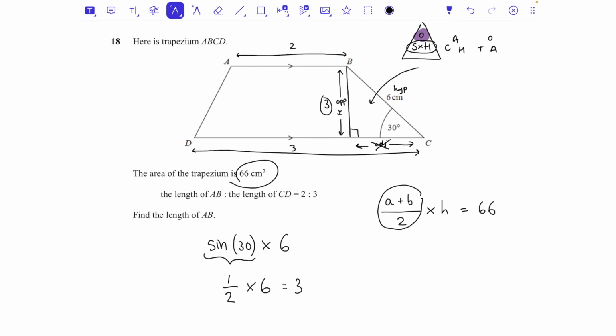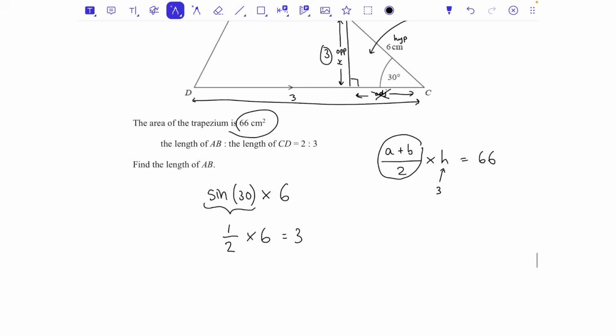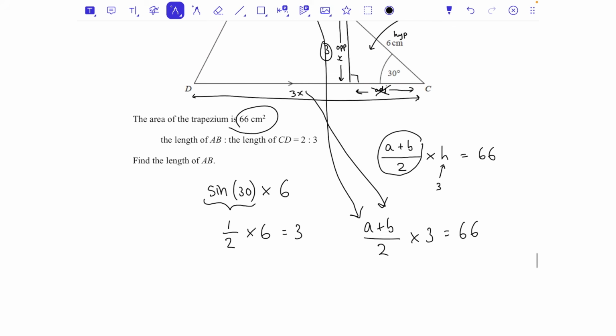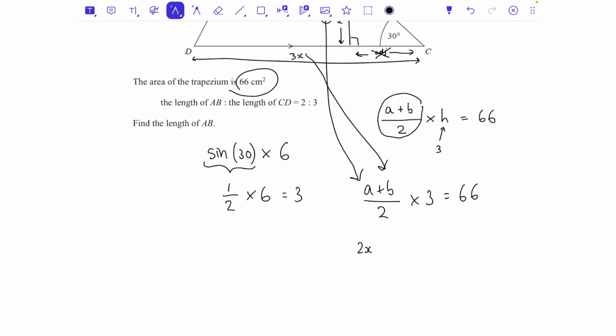Okay, so I can now pop that here and say A add B divided by 2 times 3 is 66. Great. Let's change this to be 2x and 3x. We don't know how long either of those sides are, but I know they're in that ratio. Then I can pop those values into here and work out what x needs to be. So 2x add 3x divided by 2 times 3 is 66.